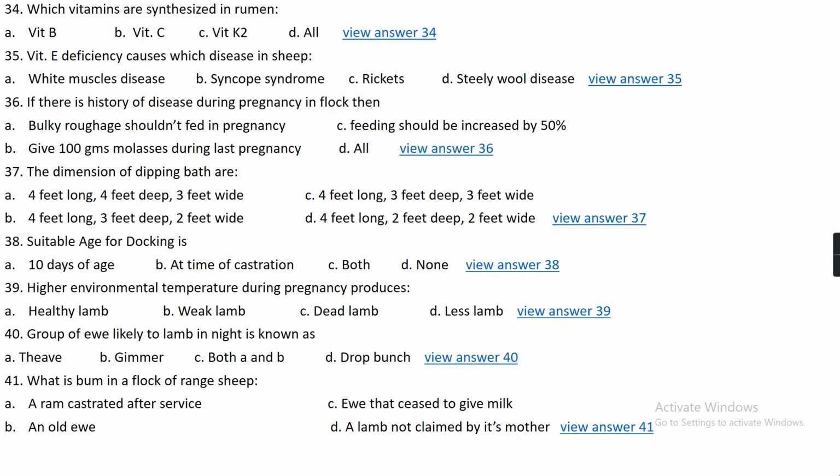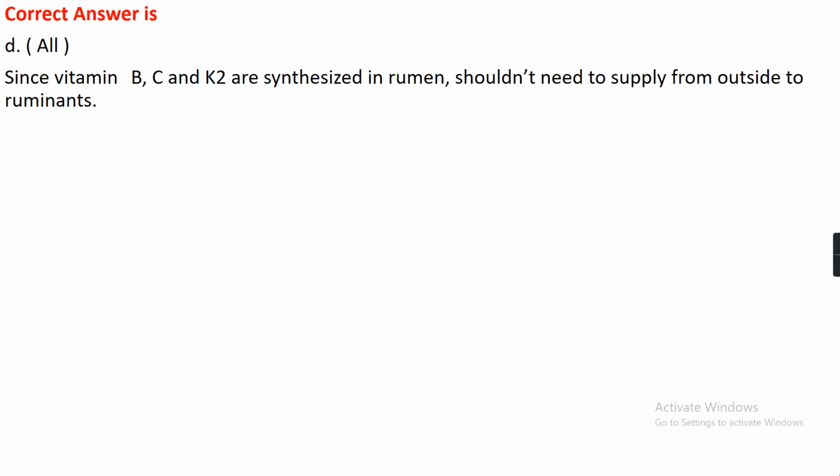Okay. Question number 34. Which vitamins are synthesized in the rumen? Option A, vitamin B. Option B, vitamin C. Option C, vitamin K2, or option D, all. The right answer is option D, that is all. Since vitamin B, C and K2 are synthesized in the rumen itself, they do not need to be supplied from outside to the ruminant.